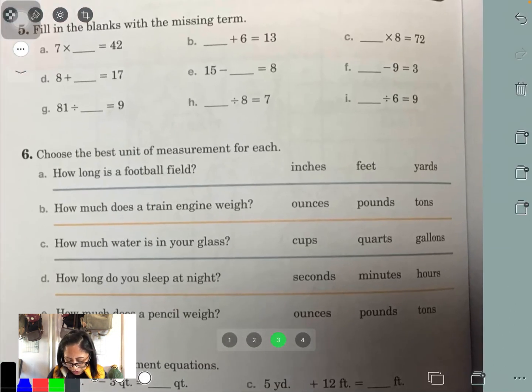Choose the best unit of measurement for each. So the first one says, how long is a football field? Okay, some of you have seen a football field in person or online. Think of a huge field. Would you measure that in inches? No. Would you even measure that in feet? Not really. You would definitely measure it in yards. So I would circle yards. That's how you're going to do all of number 6.